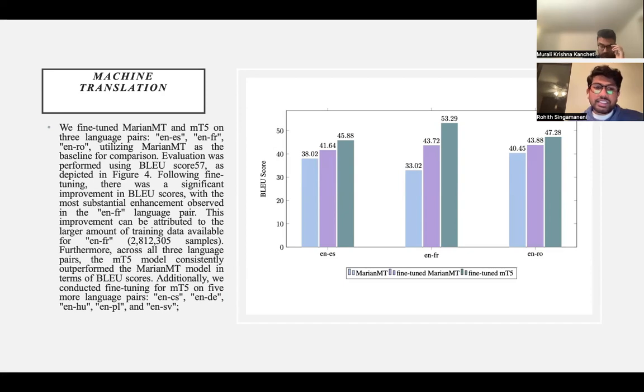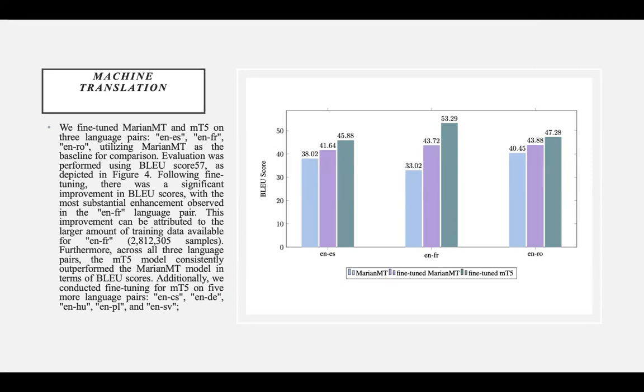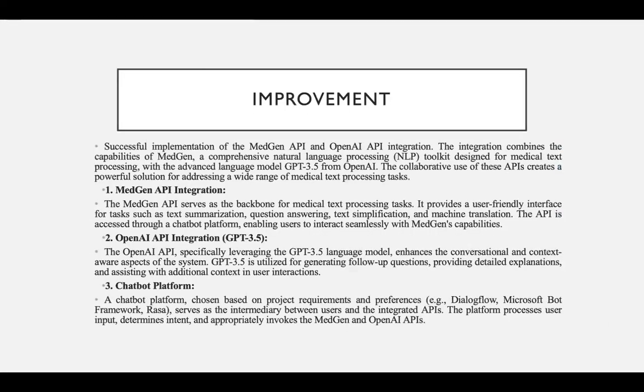That is, English and French. These improvements can be attributed to the larger amount of training data available, like 281,203 samples. Furthermore, across all three language pairs, the mT5 model consistently outperformed the Marian MT model in terms of scores. Additionally, we conducted fine-tuning for mT5 on five more language pairs, namely EN-CS, EN-DE, EN-HU, EN-PL, and EN-SV. And from this slide onwards, my teammate Mori will take over.